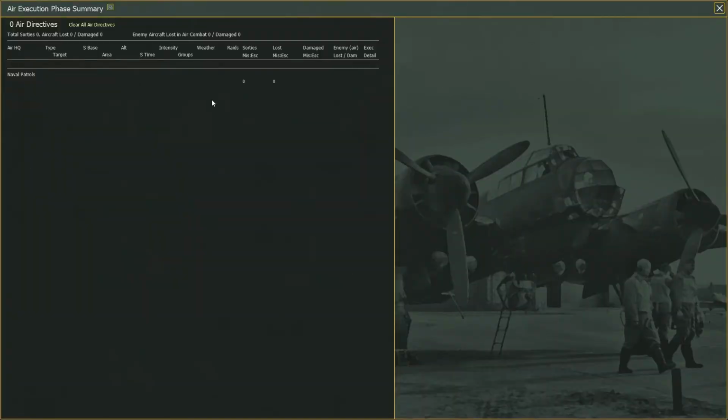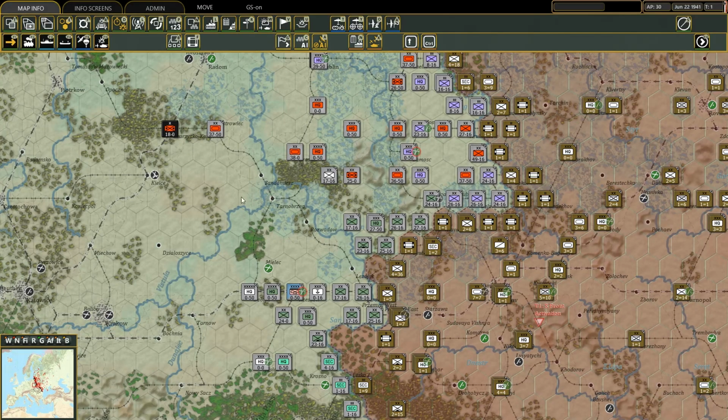And here there will be a summary of all the losses and damage inflicted, and all of the information that we need for the air execution phase.